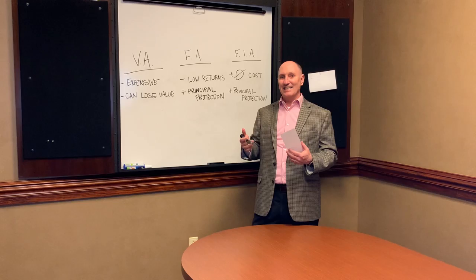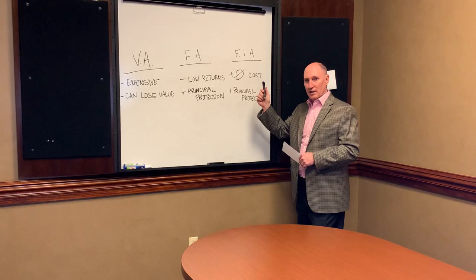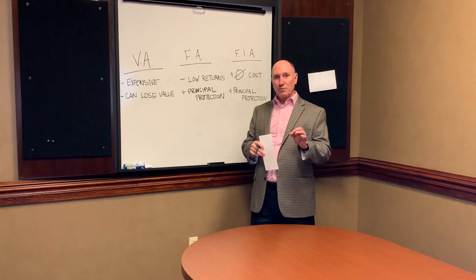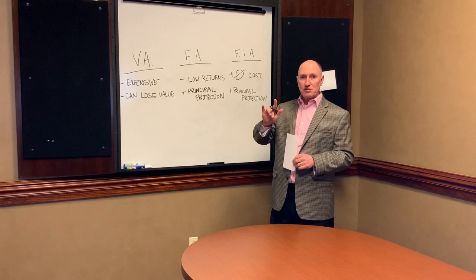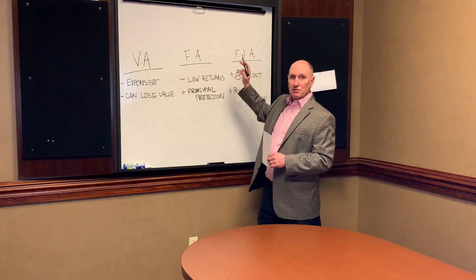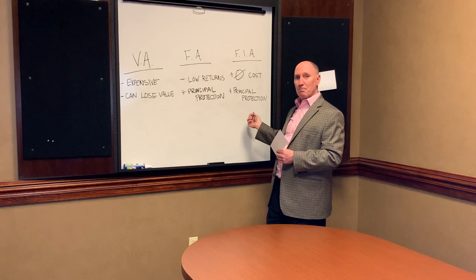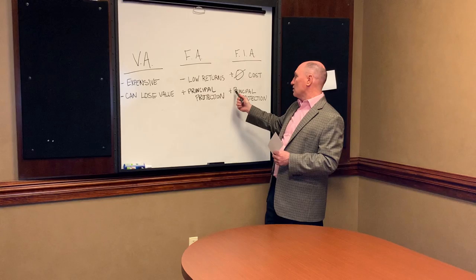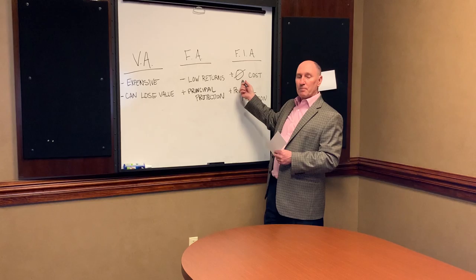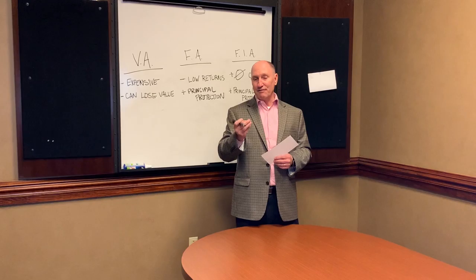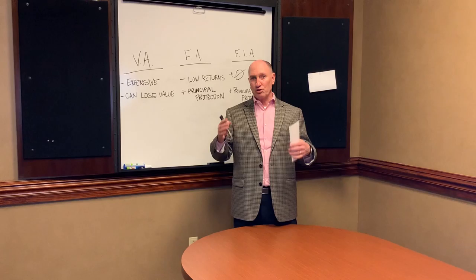The last option is a fixed indexed annuity. And this is what we typically use when it's appropriate for a lot of our clients. So the fixed, again, means that our principal is protected. The indexed part means that we are participating in the market. So the returns here can be much higher than with the fixed annuity. The other thing we like about this is usually the companies we deal with have zero costs, so they're not expensive. You're not paying a fee. What you're paying is in time. You're agreeing to do business with that company for a certain amount of time.